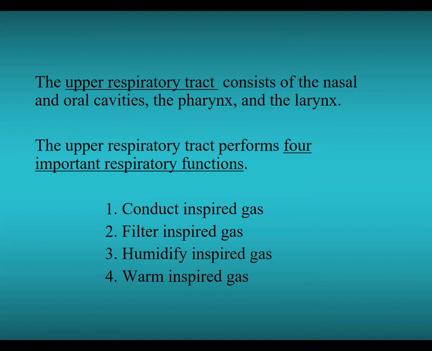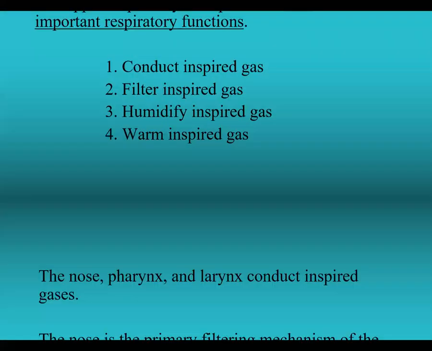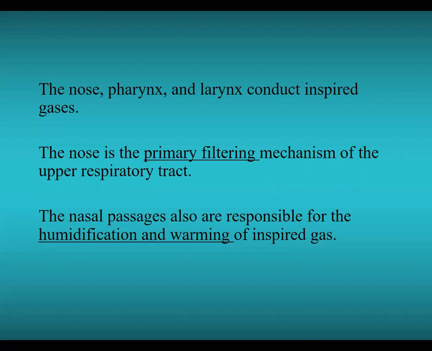Okay, let's continue. We said the upper respiratory tract consists of 4 different things: nasal and oral cavities, the pharynx and the larynx. And then the upper respiratory tract performs 4 important respiratory functions. The first thing it does is conduct inspired gas, filter inspired gas, humidify inspired gas, as well as warm inspired gas. So the nose, pharynx, and larynx conduct inspired gas. So all of those 3 areas are used for the conduction of gas.